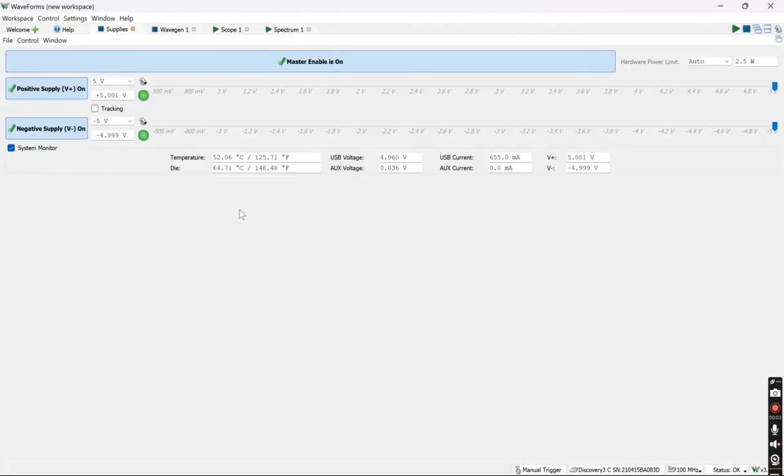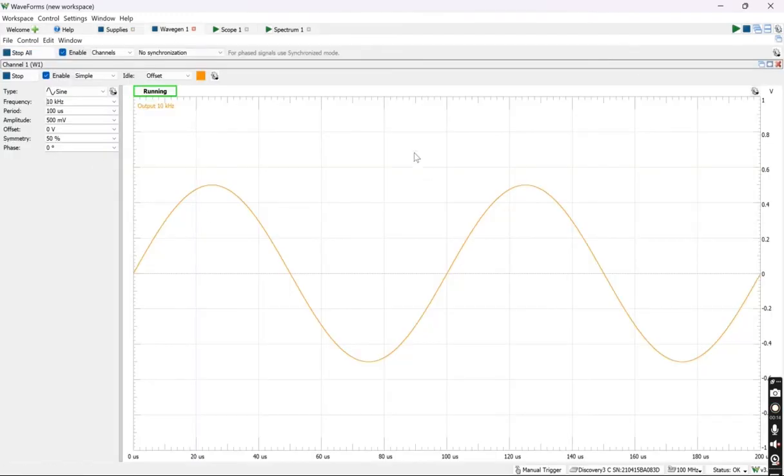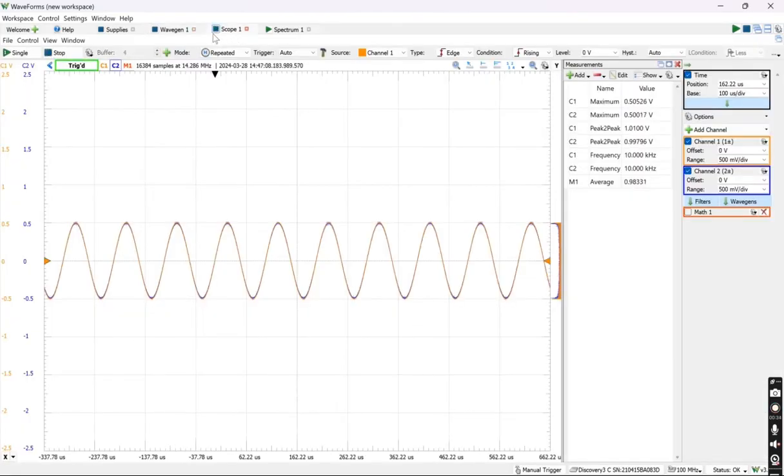We can see here on the screen that we have the supplies. In the positive supply, we're supplying a positive 5 volts, and in the negative supply, we're supplying negative 5 volts. Now here in the wave generator, we can see that for the input voltage, we have a sinusoidal waveform of 10,000 hertz with an amplitude of 0.5 volts. This matches the input voltage that was used in LTSpice for the simulation.